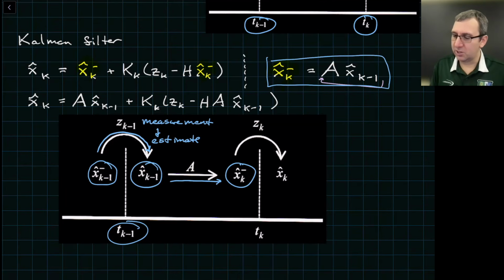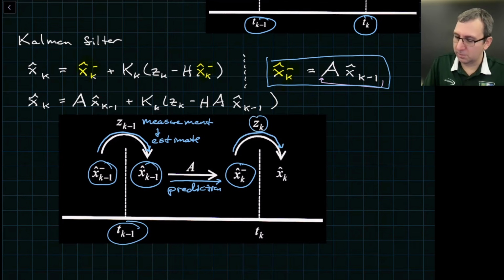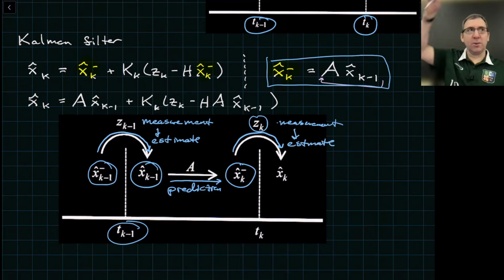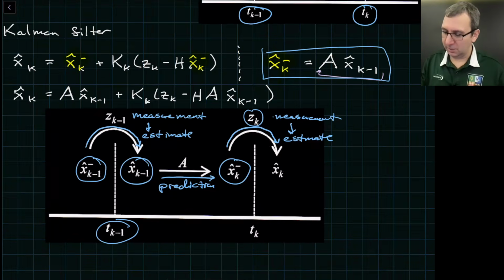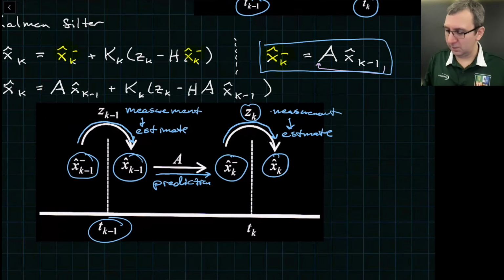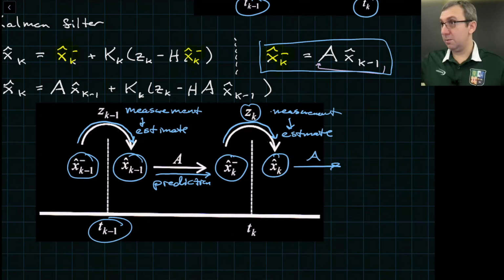So the new prediction is A times this. So this is the prediction step. And then again, there's a new measurement. So these curving arrows are the estimation process, taking in the measurement, giving out the new estimate, and then this just goes forward on and on. So that's diagrammatically how they fit together.